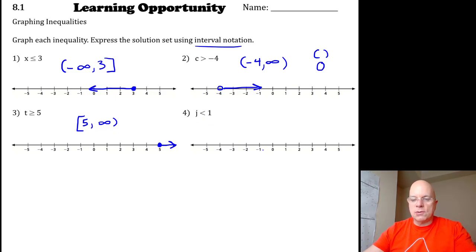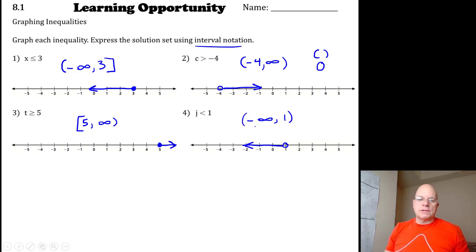For j is less than 1. J cannot equal positive 1 exactly, so we use an open circle to indicate that, but it could be any value less than positive 1, so the arrow goes to the left. The interval goes from negative infinity to 1, but since the 1 is not included, we indicate that with parentheses. Negative infinity and infinity always get parentheses.